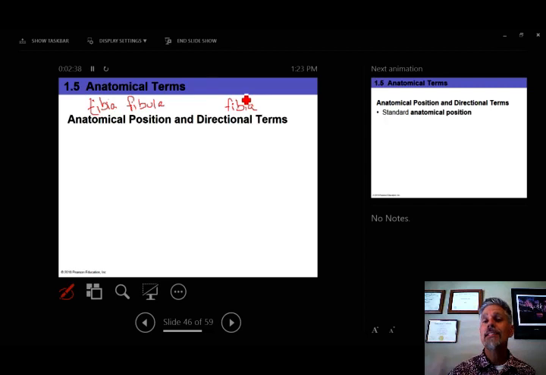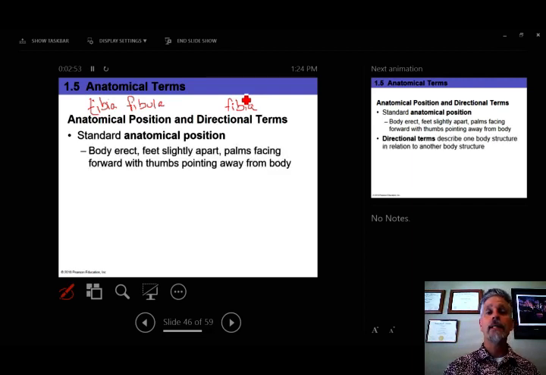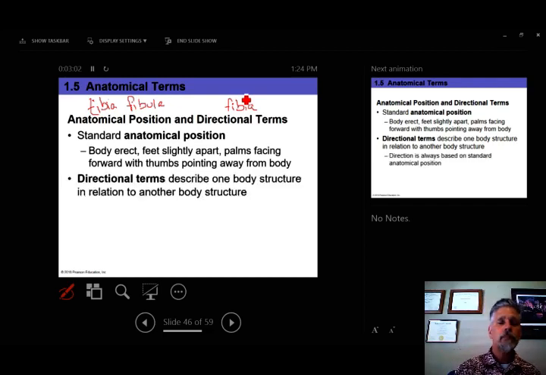So we need to have a standardized way of communicating, and that also starts with a standardized way of, if you will, orienting the body. We all picture the body in one particular way, which is called standard anatomical position. That's with the body erect, standing up, feet slightly apart, palms facing forward, like this, and the thumbs pointing away from the body.